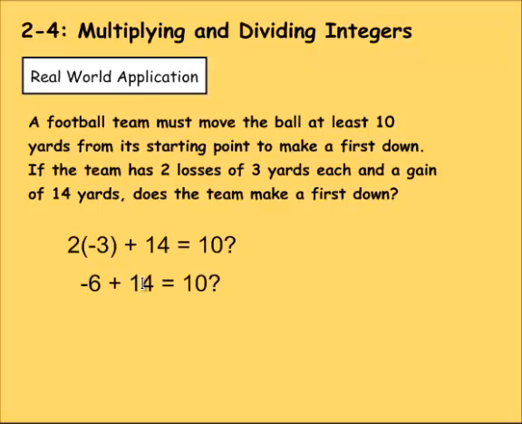Remember, when they're different signs, a negative and a positive, you find out which one wins, the negatives or the positives. The positives are bigger here. By how much? 14 is 8 bigger than 6. So 8 is our answer. Is 8 equal to 10? Is that enough to give you a first down? No, that would not. So this is not a first down.